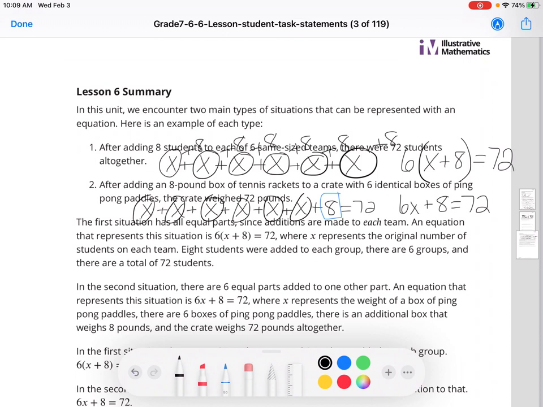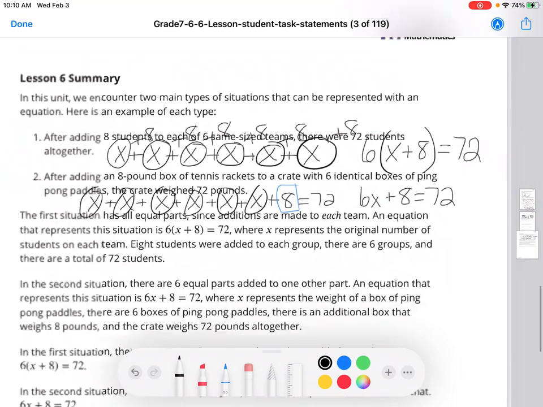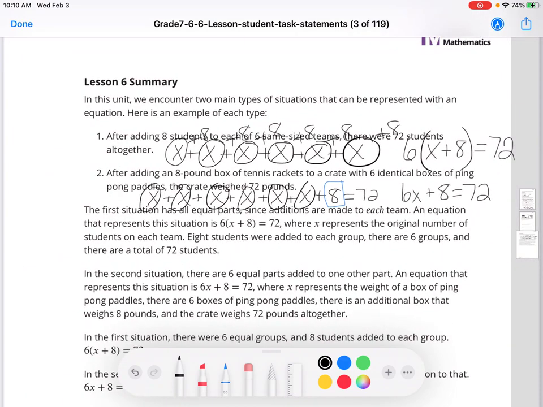So even though I'm using the same numbers and they equal the same thing for these 2 situations, they're different because I have 2 different equations. So my X does not represent the same number for both of these situations. So it's really important to pay really close attention to the situation that you're given so that you can determine what your equation for that situation would be.